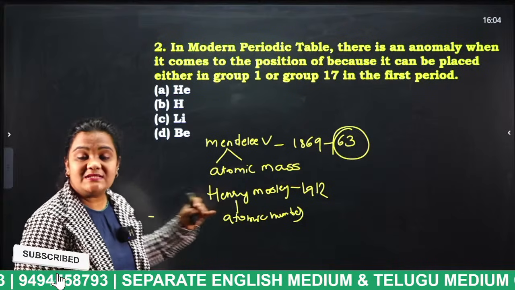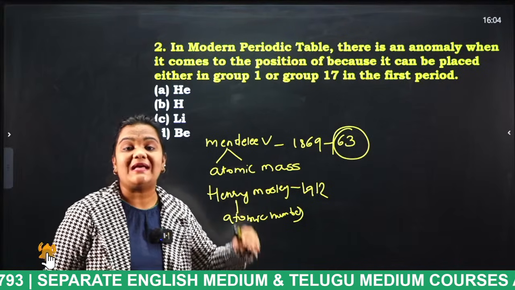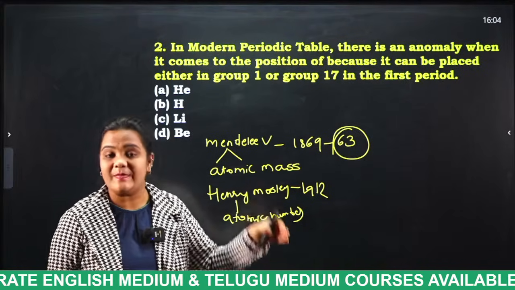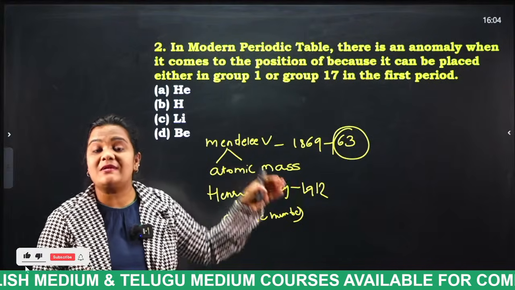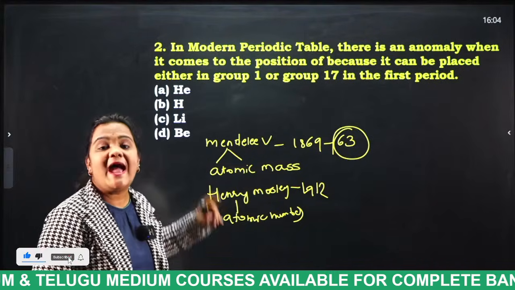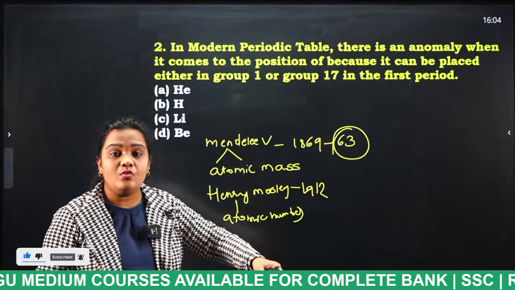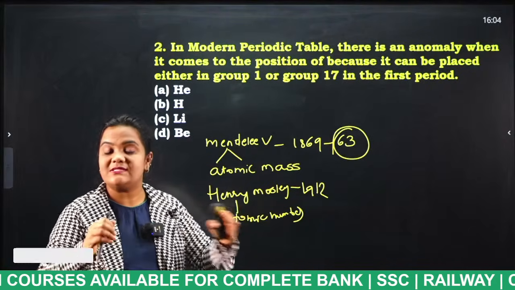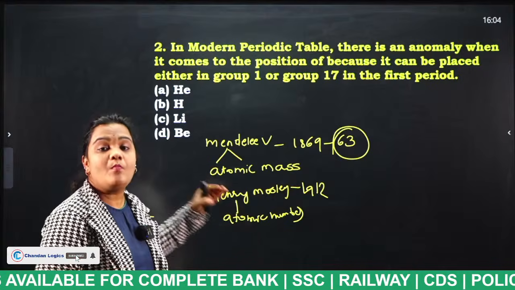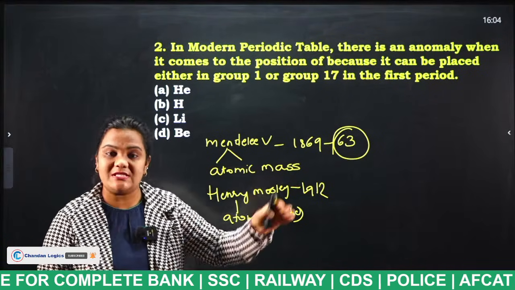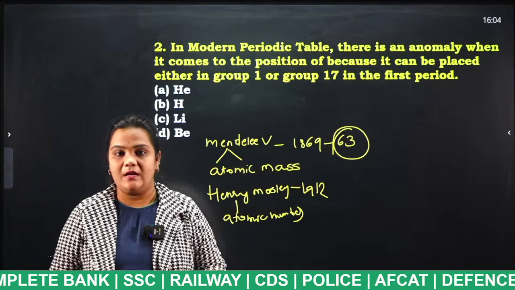He has criticized Mendeleev. We cannot classify the elements based on the atomic mass. We have to classify the elements based on the atomic number. And till now, the periodic table which we are using is nothing but which periodic table, students? The modern periodic table, that was discovered by Moseley in 1912.